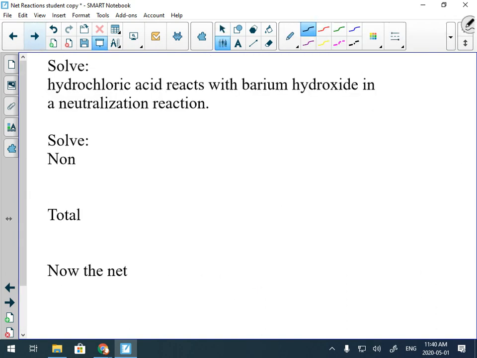Okay, let's try this one. Hydrochloric acid reacts with barium hydroxide in a neutralization reaction. Okay, there's an acid. Is that strong? Yeah, so we have to break that up. Okay, let's write out the non-ionic. Hydrochloric acid, HCl. Barium is 2 plus, hydroxide is 1 negative. I think this is low solubility.